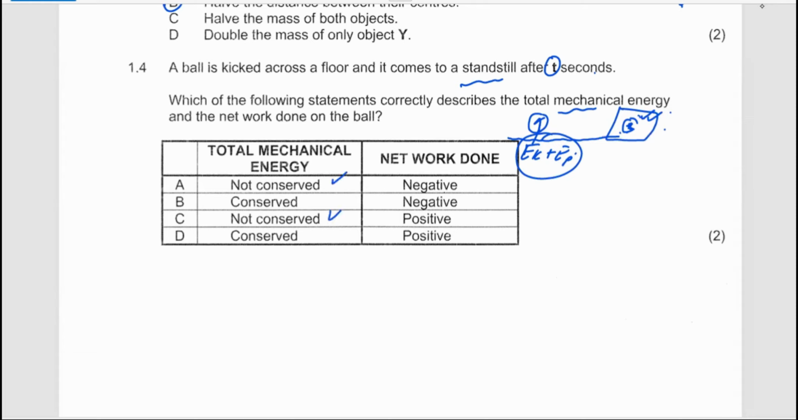conserved. Then the work that's going to be done, the net work done. The only force that is acting on this ball to bring it to rest is just the frictional force. And friction always works in the opposite direction. So I'm going to go for negative, which is option A.